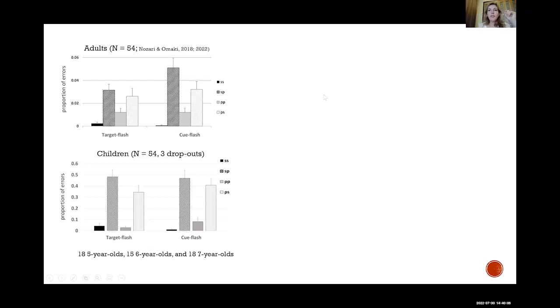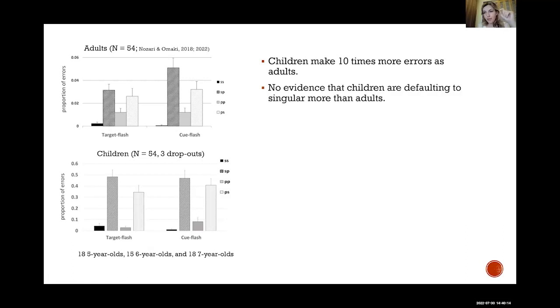The first finding: children make about 10 times more agreement errors than adults. Second finding: there is no evidence in this paradigm that children are defaulting to the singular form, at least in English. You can look at this by comparing SS versus PP sentences, and you see that children's errors are comparable. If anything, adults show more evidence of defaulting to the singular form in this paradigm.